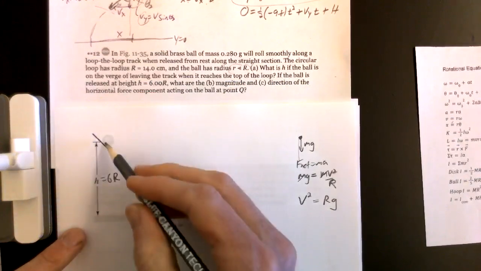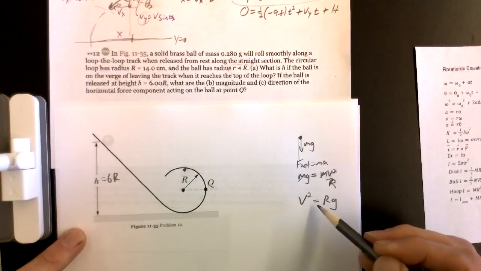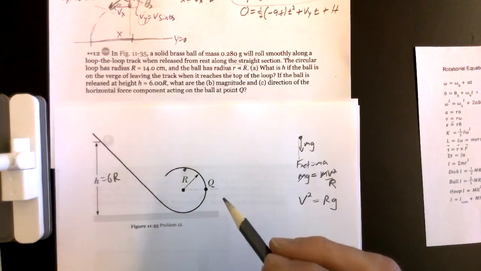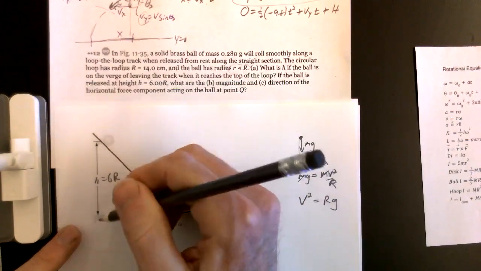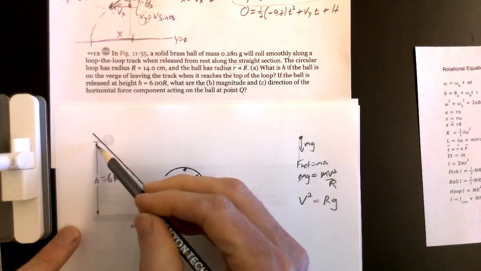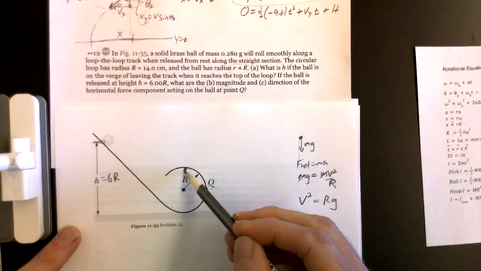The other thing is we don't know what h is and we don't know what v is, so we can't really solve anything over here. But what we can do is use conservation of energy to figure out how fast the ball is going here based upon how high it started. So it's an energy conservation thing. I've got some potential energy here, and then I've got potential plus kinetic energy over here.